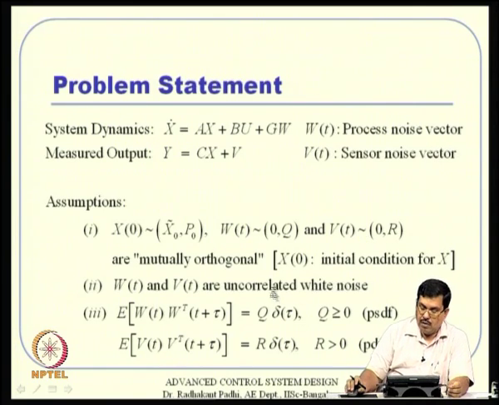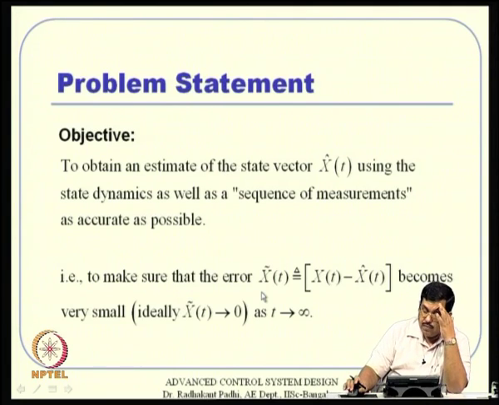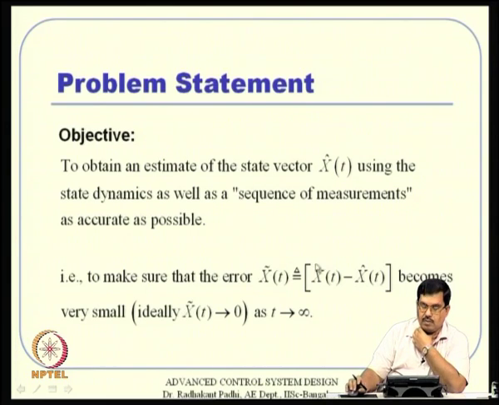Alright. So, what is the problem statement? The objective here is to estimate the state vector x at time t using the state dynamics as well as a sequence of measurements. We are not talking about only a single measurement; we have to have a sequence of measurements, and using all of them, if observability is there, that means if I keep on taking a sequence of measurements, those measurements will be affected by the system state. That is the meaning of observability.